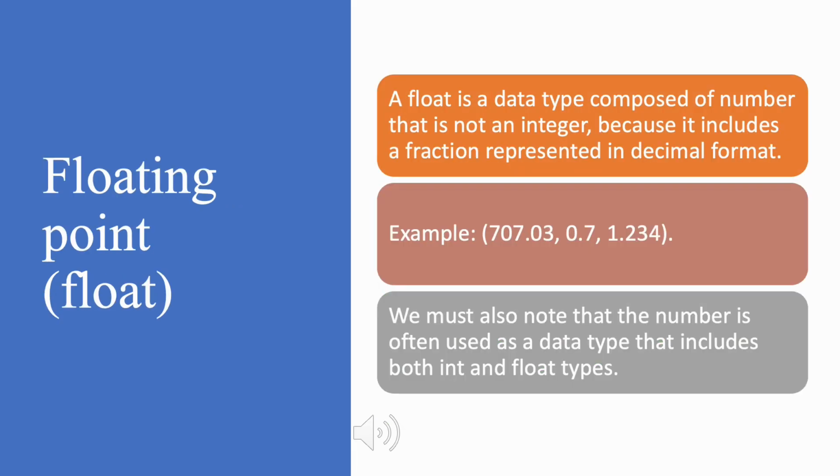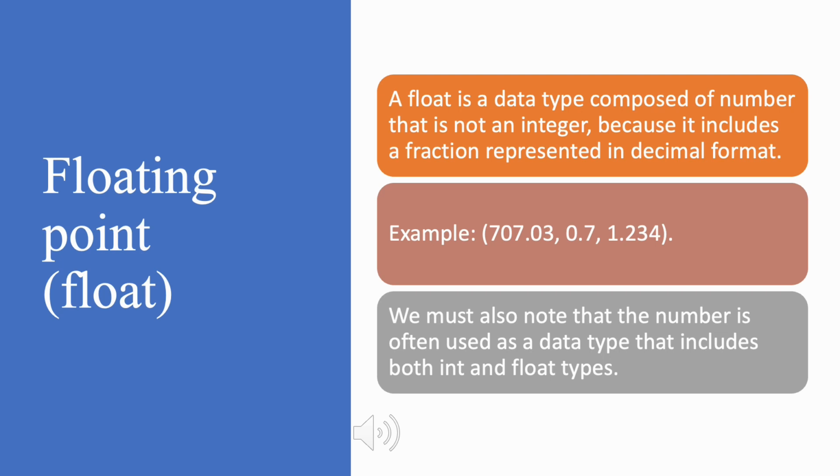What is floating point? A float is a data type composed of numbers that is not an integer because it includes a fraction represented in decimal format. For example, 707.03, 0.7, 1.234 and so on. We must also note that number is often used as a data type that includes both integer and float types.